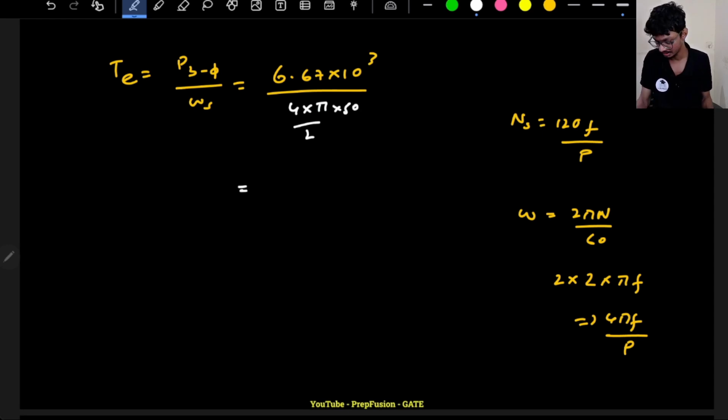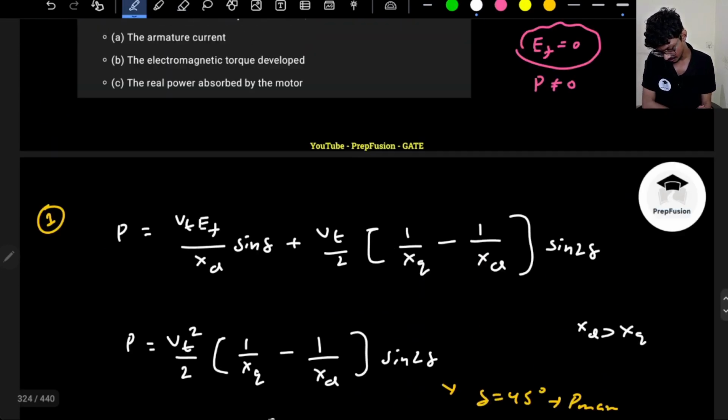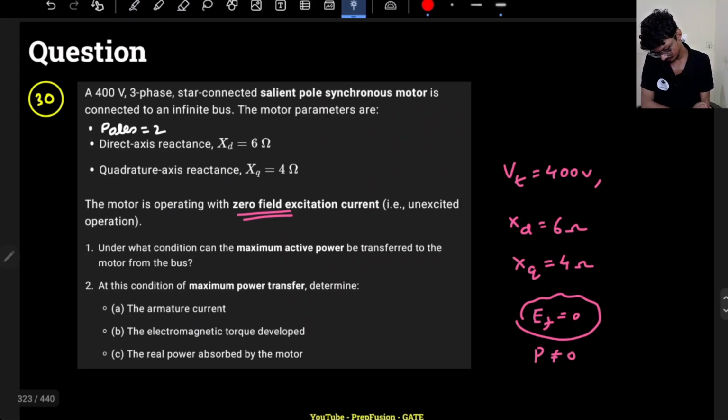So I will be able to get the value of the torque developed. Torque developed will be 6.67 into 10 cube divided by 2 into pi into F, which is 21.23 Newton meter. This will be the torque developed basically. That is the answer. And what is the real power absorbed by the motor?